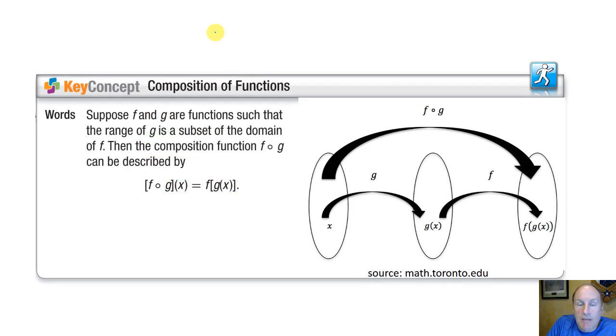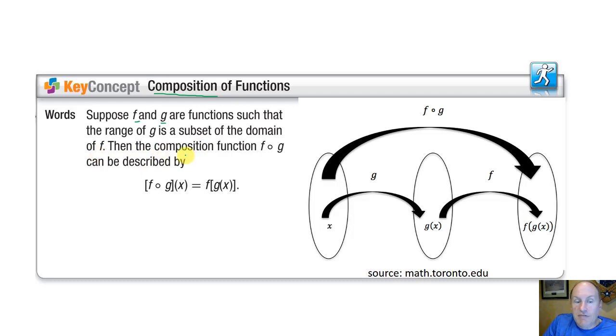We're going to move on to a topic that causes a lot of confusion, and I'm hoping to help alleviate some of that. So we're talking about a composition of functions. When we compose something, we are putting it together. Okay, so let's suppose we have two functions, f and g, and they are functions such that the range of g, the output of g, is a subset of the domain of f. In other words, all the outputs of g can go into f.